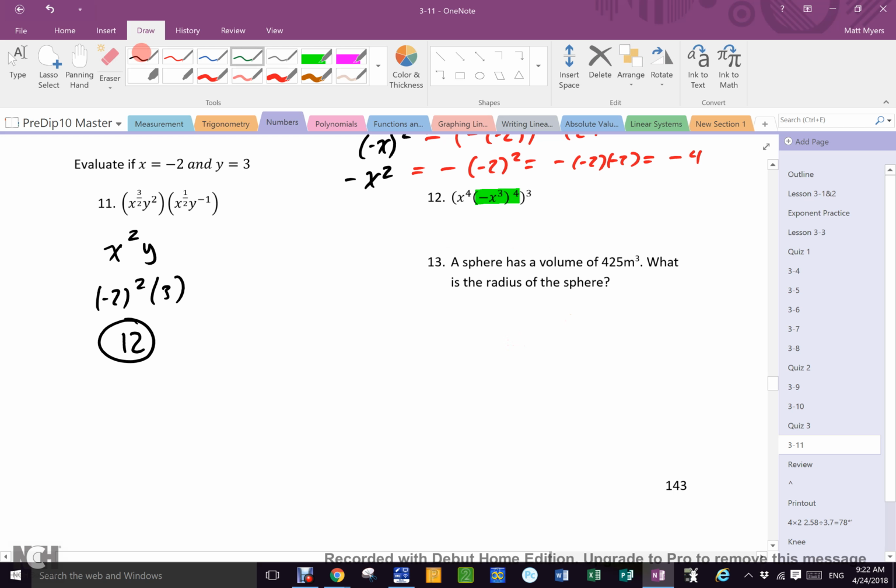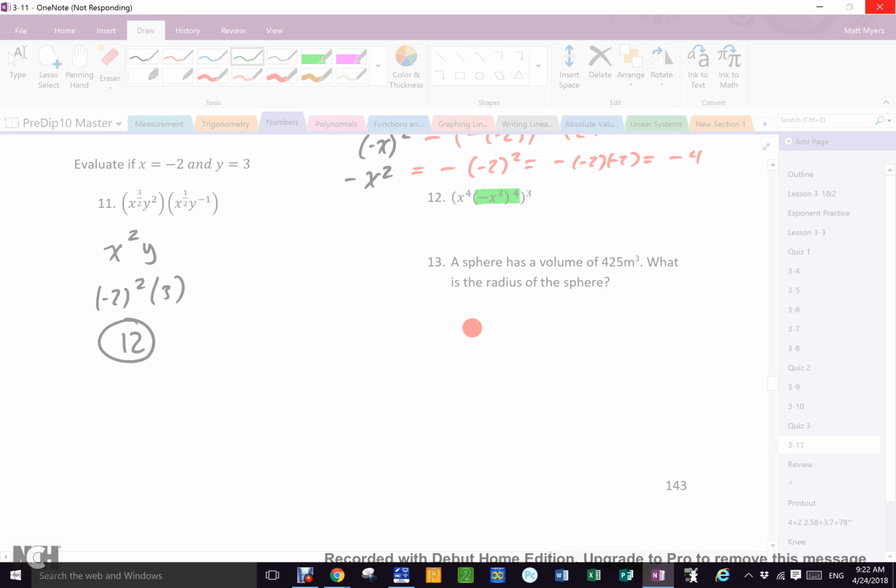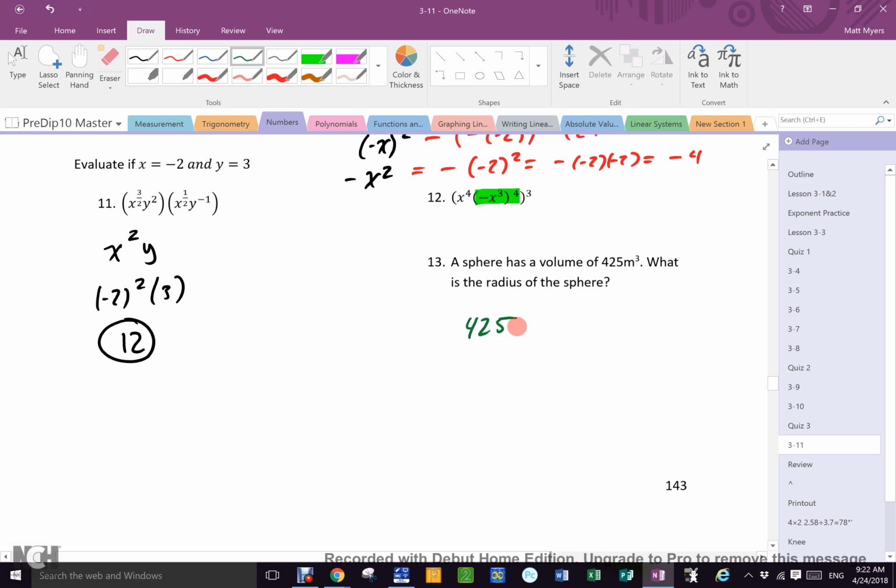A sphere has a volume of 425. So that's 425 equals the volume of a sphere, which is 4 pi r cubed over 3. I need r, so it's just algebra. Get rid of the 3. Right?